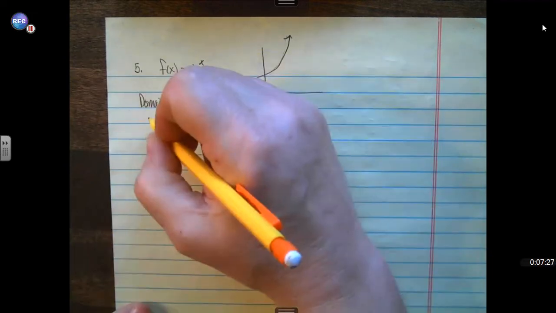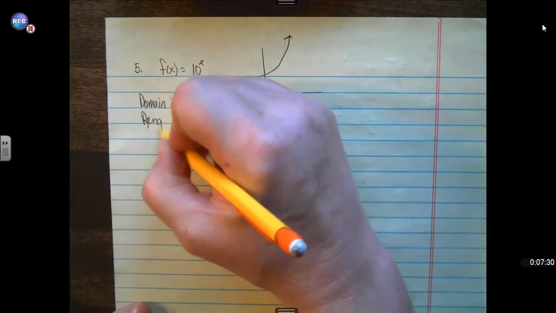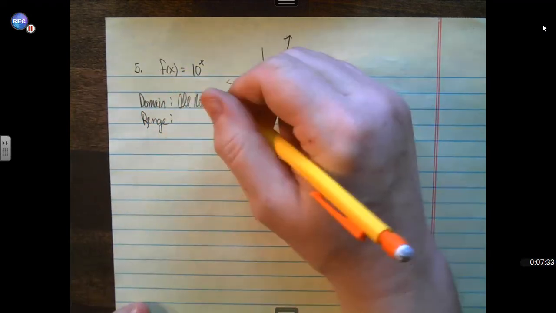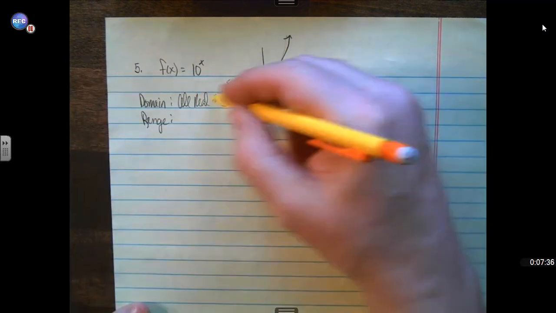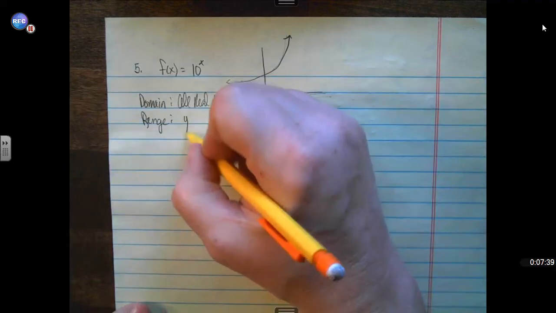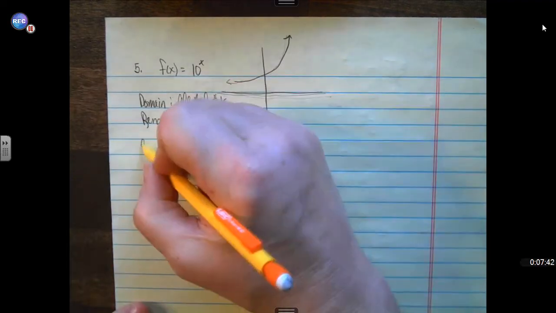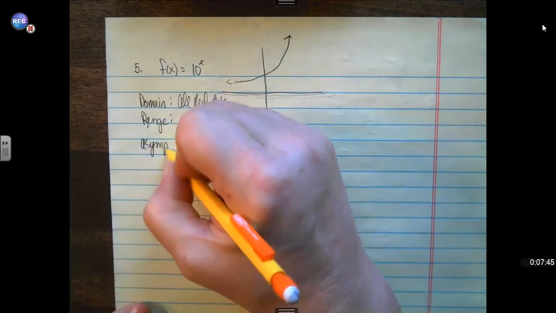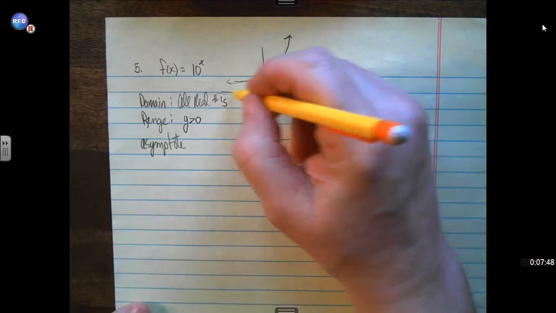And then it wants you to give the answer for the range. And the range is, it's never going to get below that x-axis or be on that x-axis, so its y is greater than 0. I want you to give the equation of the asymptote. And remember, the asymptote is the x-axis.